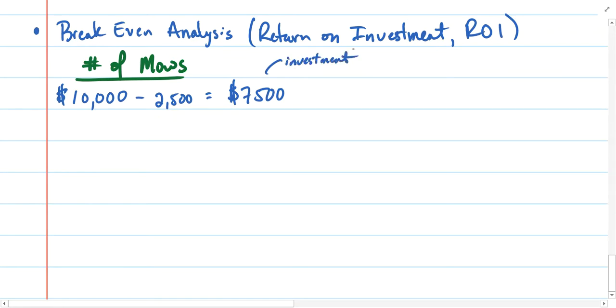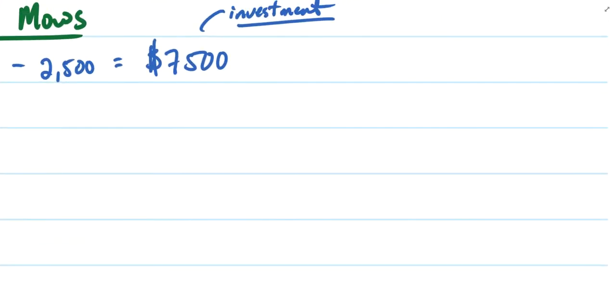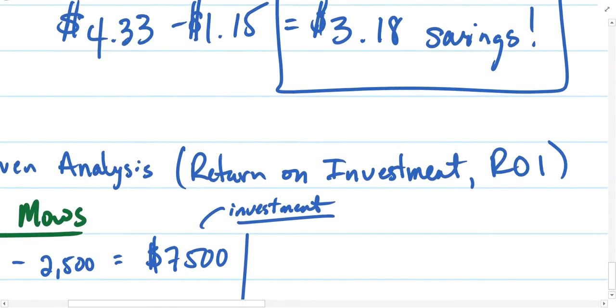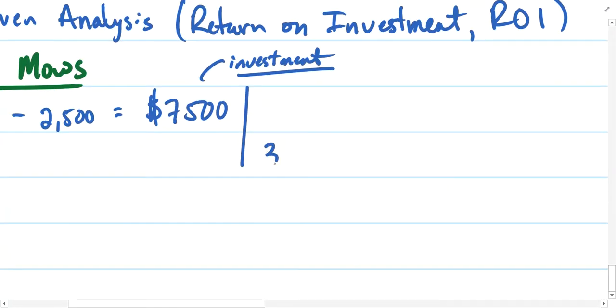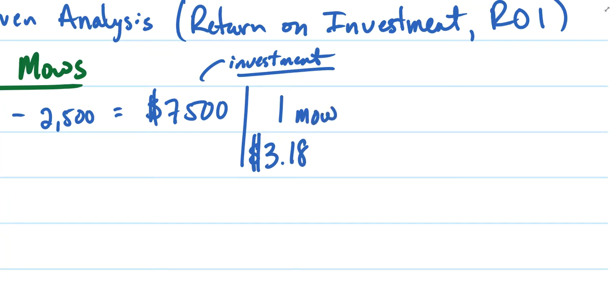And we need to know how long it is going to take for our return on investment to pay for that. Well, that's easy. We have $7,500 in the top, and we just established that we save $3.18 per mow. So if I create a T-chart like this, my dollar units will cancel, and we're going to be left with a unit in the number of mows.